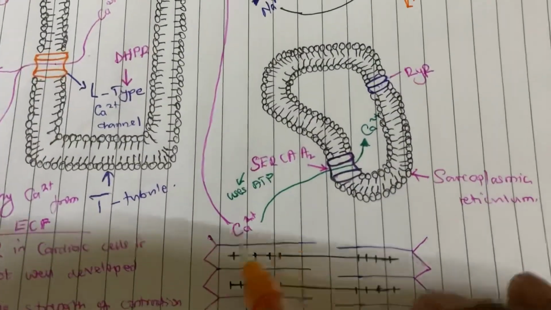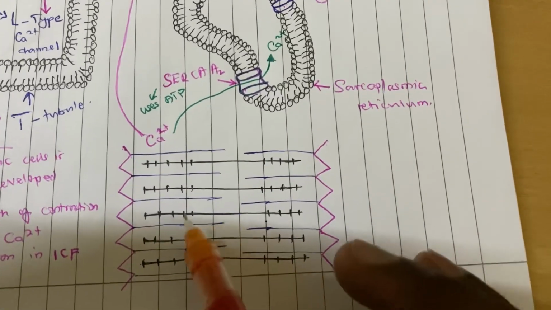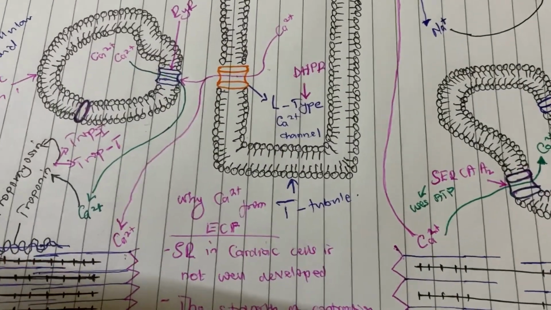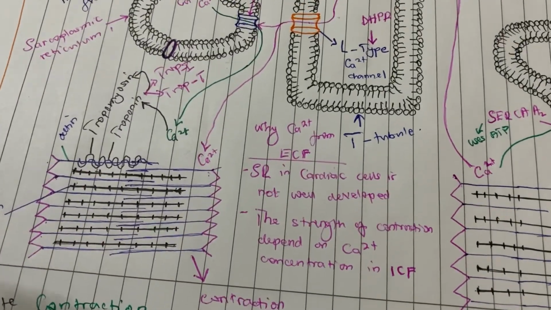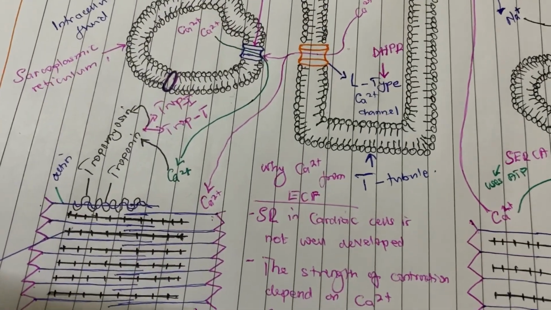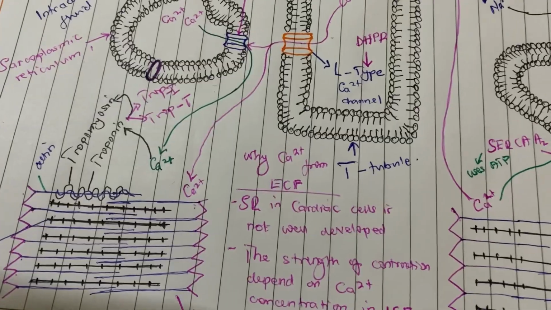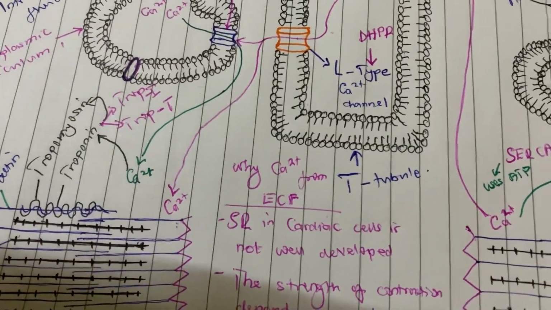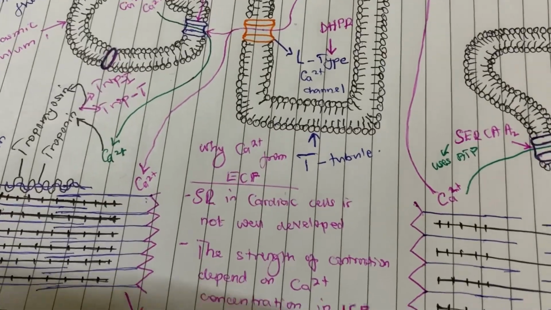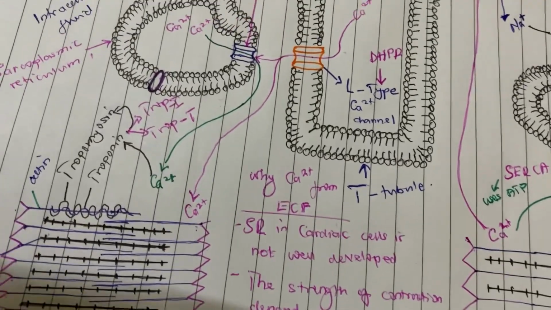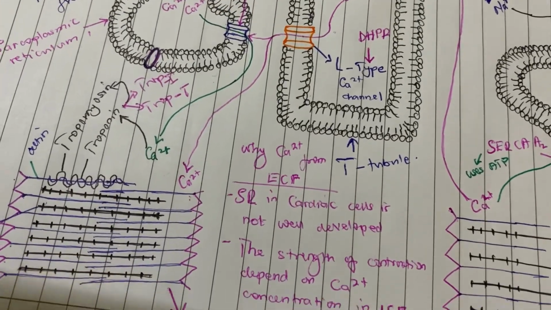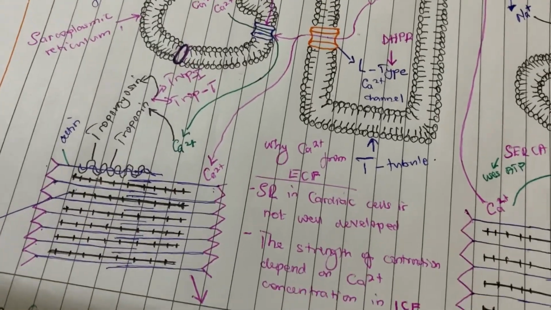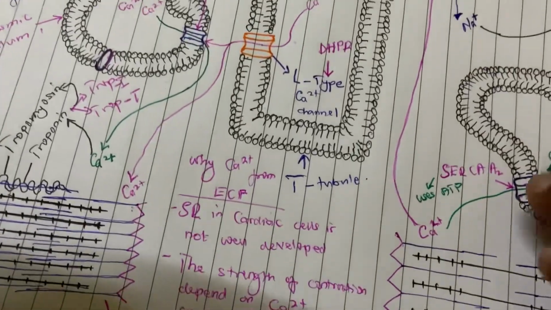And here, if no calcium is around, then troponin and tropomyosin will go back to their resting state, where tropomyosin is covering the myosin binding site on actin. And when the myosin binding site on actin is covered, then myosin cannot bind to its active site, so no contraction will happen, and that is the relaxation state.